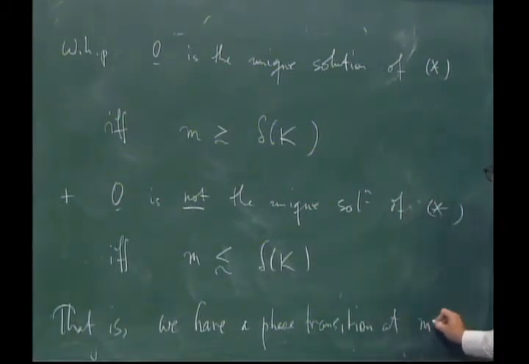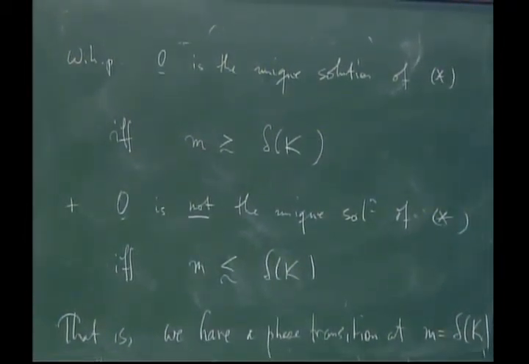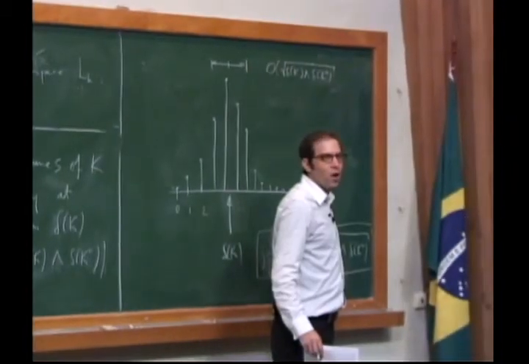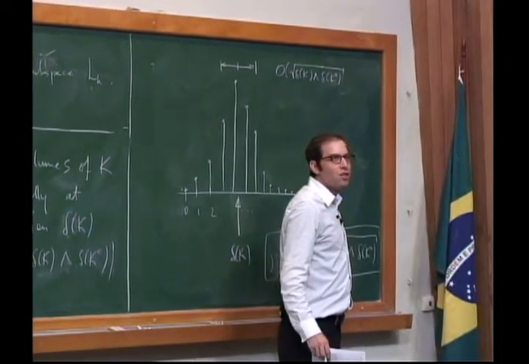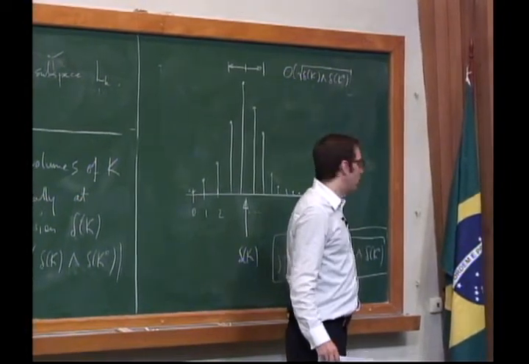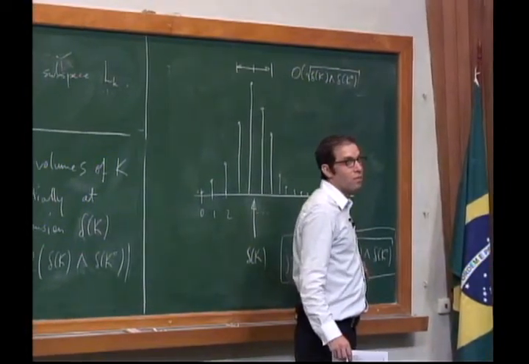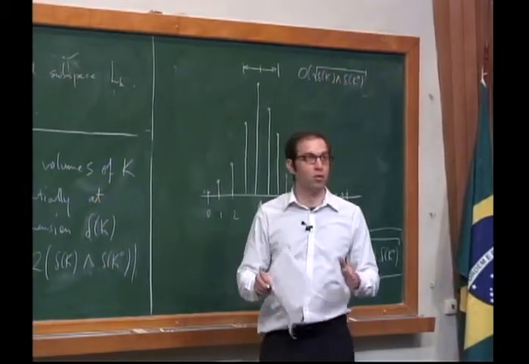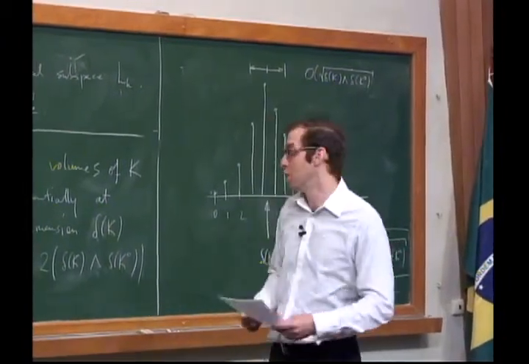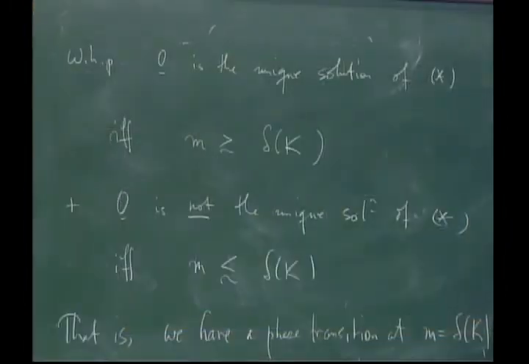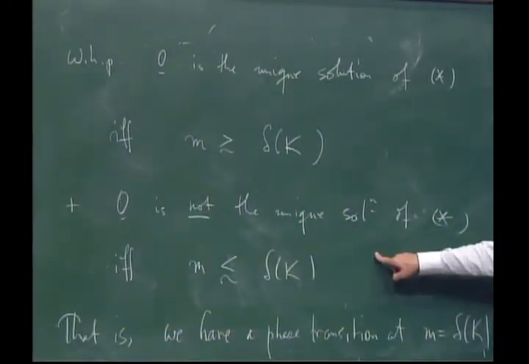The phase transition is at the point m equals the statistical dimension, and the width of the phase transition is on the scale of the square root of the statistical dimension. Now remember, that's a number between 0 and d. So the square root of this number is much smaller than the statistical dimension itself, except for very, very small cones or very, very large cones. But most of the time, the width of the transition region here is of strictly lower order.